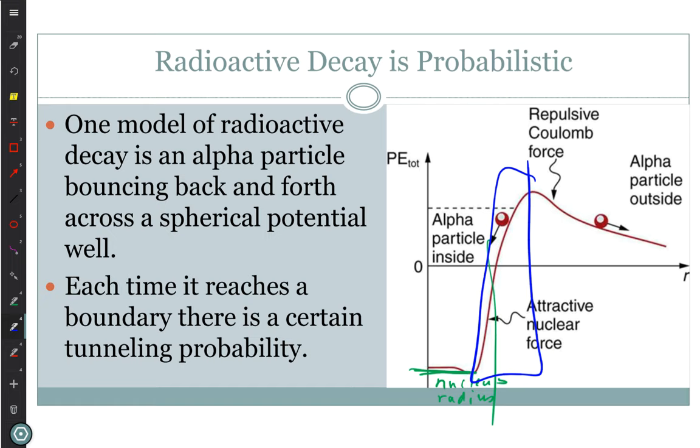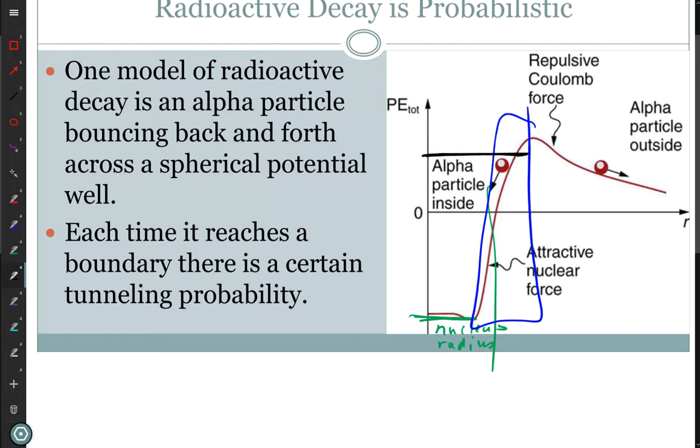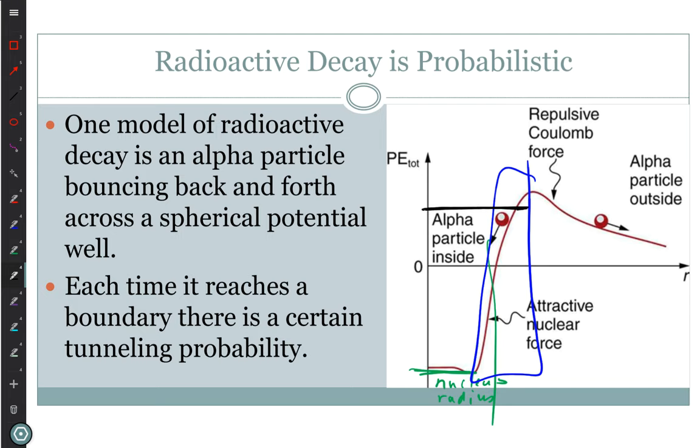Well, the alpha particle might have an energy that's this high. Is that high enough to get over the wall? No is the correct answer. Trying to change to the black pen. Okay. So here's your energy. It's not high enough to get over that wall. And so in theory, your nucleus can't decay because you don't have enough energy for the alpha to get out. But in practice, it does.